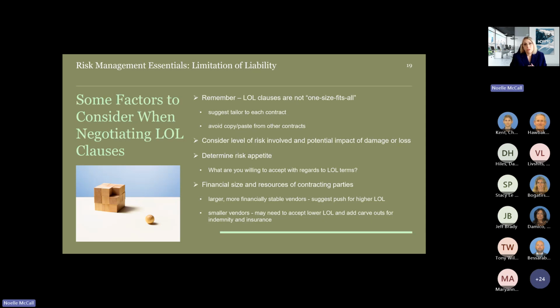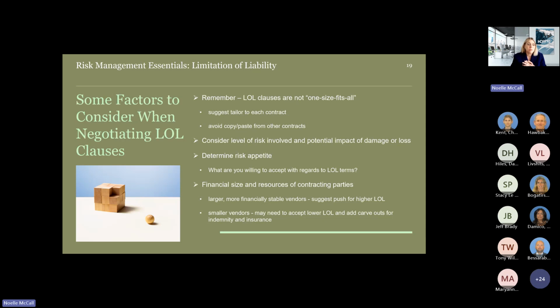Now, there are a bunch of factors to consider when you're drafting and negotiating limitation of liability clauses. Here are some of them. First of all, you want to remember that LOL clauses are not one size fits all. They need to be tailored to each contract and what's going on with the scope of work and the type of vendor and all of that. Please avoid copy pasting from other contracts. I know it's a great temptation, and oftentimes it's easier to use old language, but when it comes to LOL clauses, they need to be customized for each contract.